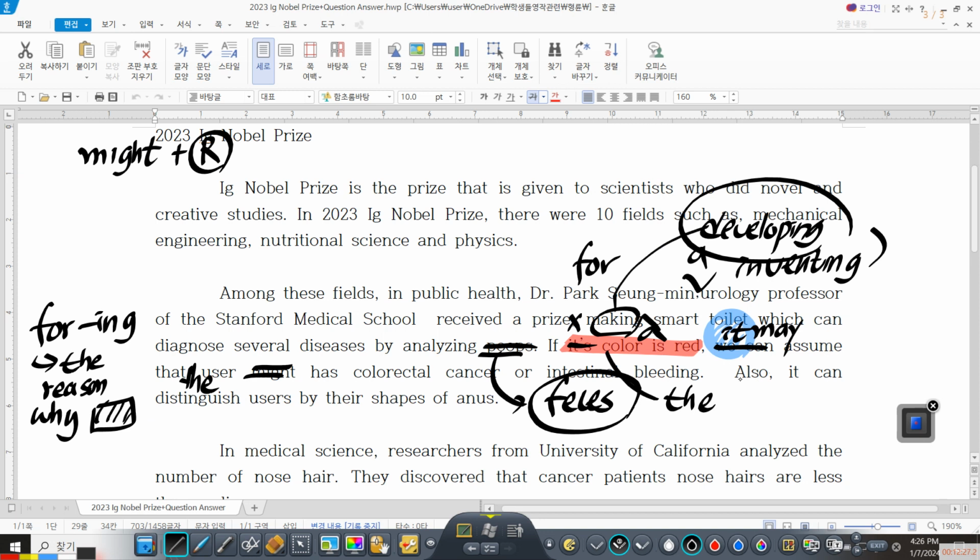Also, good, but how about that? This device can also. This device can also, the adverb also always follows can or other modal auxiliary. Will also, must also, may also, can also, should also. So, the device can also distinguish users by the shapes of, in essence.